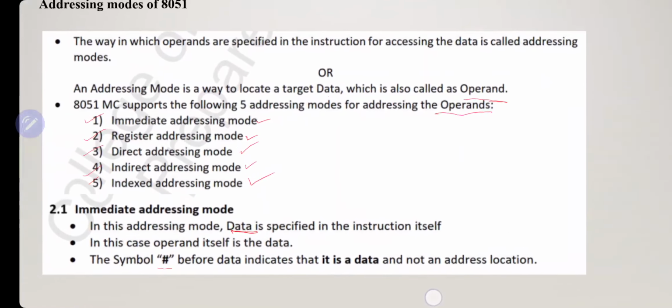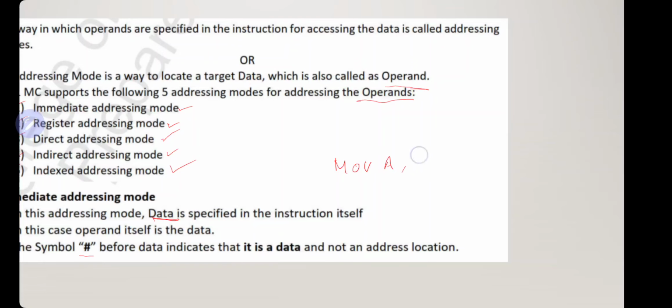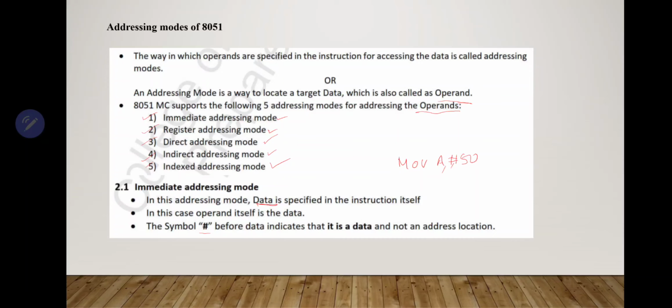We know that MOV A, 50 means that 50 is an address and A is a register, so the data at address 50 is moving to A. In direct addressing mode, we are giving the direct address. But MOV A, #50 means that this is not an address, this is data. So we move the number 50 to A. This is called immediate addressing mode, and we use a hash before the number.